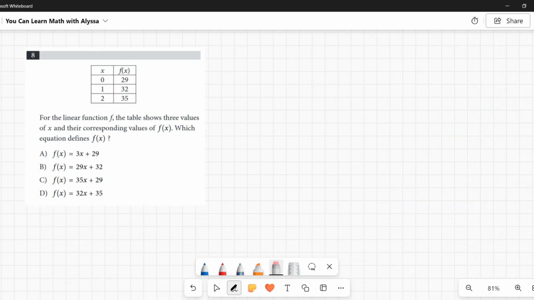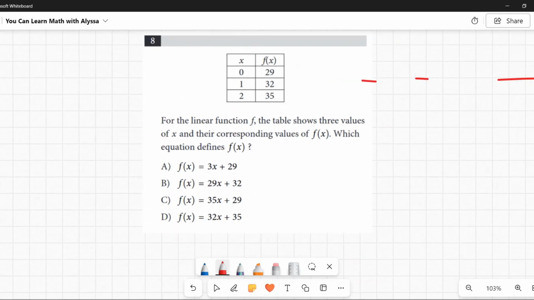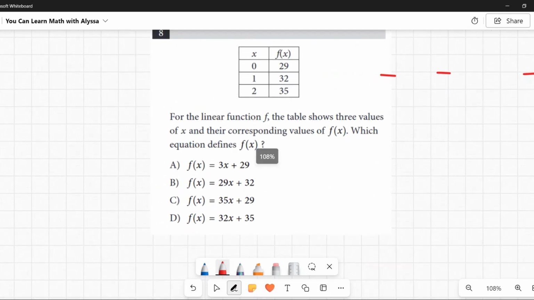So we have this table where we have an input and an output. There is an equation where they plugged in 0 and did the math and got 29. Then they plugged in 1, did the math, and got 32. They plugged in 2, did the math, and got 35. Which of those equations was it? We don't have to come up with this. We just have to look at the equations they've already provided and see which one would be true.